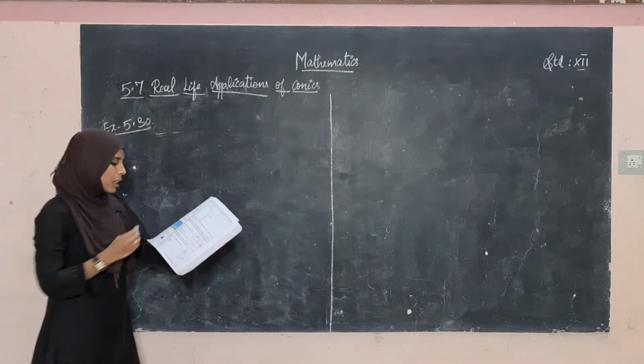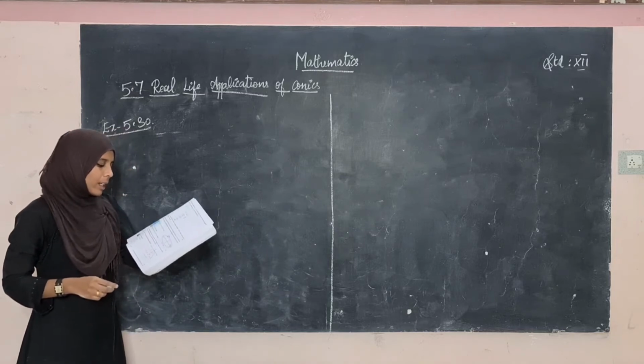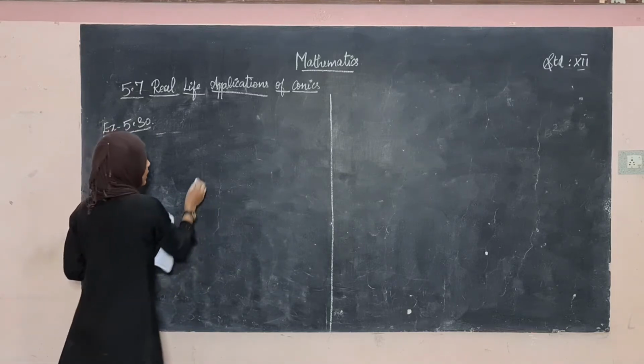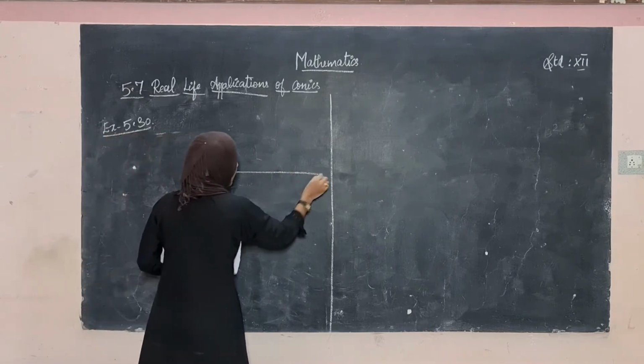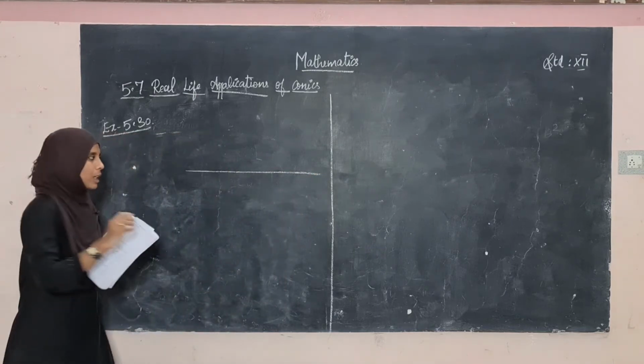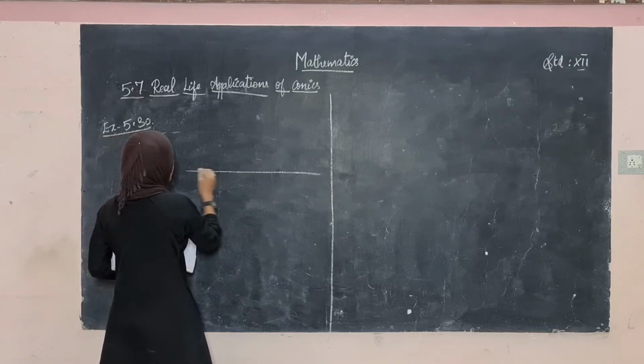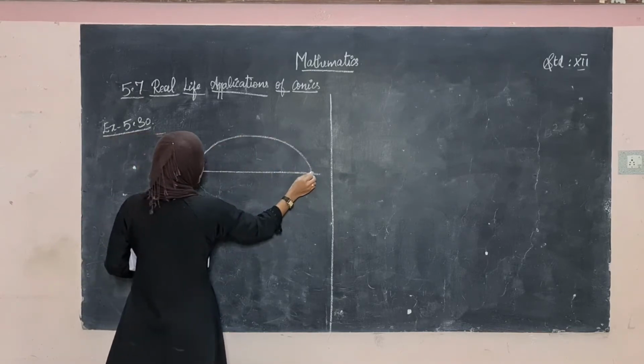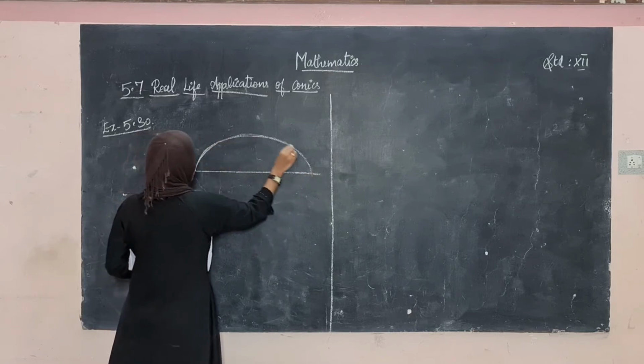A semi-elliptical archway over a one-way road has a height of 3 meter and a width of 12 meter. So now let us draw the diagram. Semi-elliptical archway, the archway will look like this, right? So it is a semi-ellipse. So this will be the whole ellipse. So this is the semi-elliptical archway.